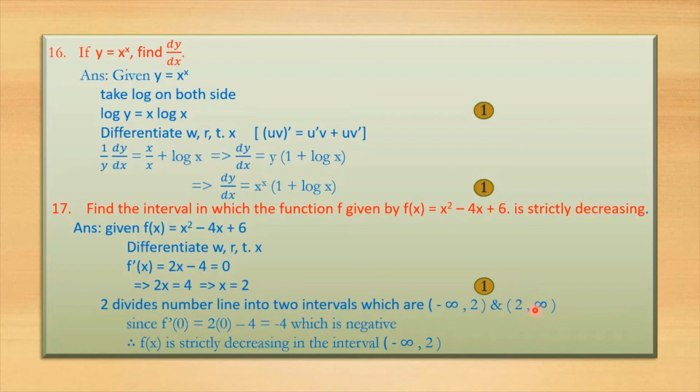If you want, you can check it out by taking any one value in the other interval. For example 3, 4, 5, any value if you substitute, you will be getting positive, so that will be strictly increasing. This will be awarded 1 mark. Students, keep in mind, in this interval it is increasing. I have taken 0 as an example. If you want, you can take any value in this interval.